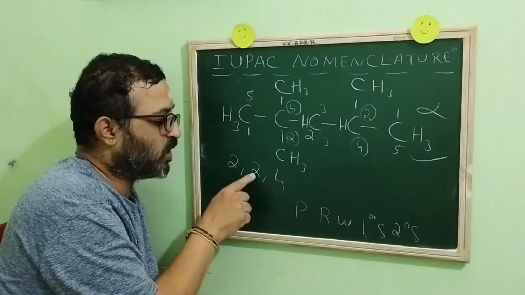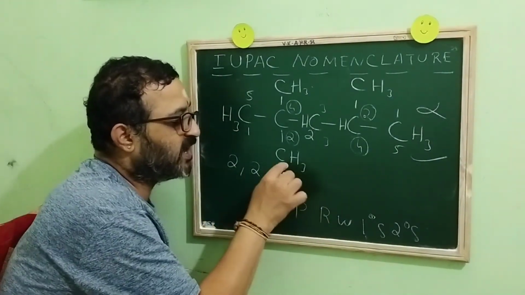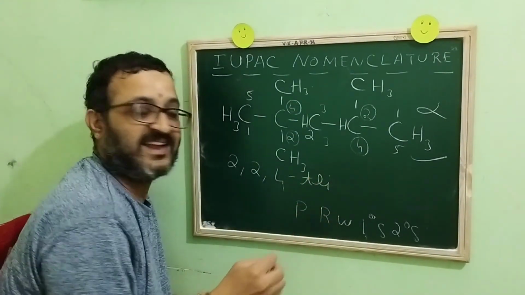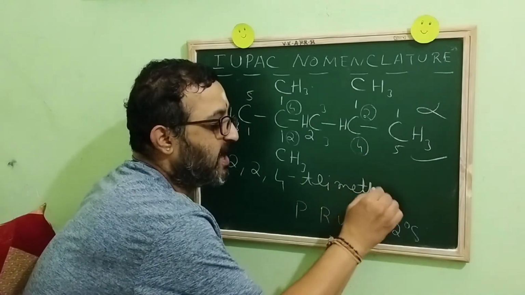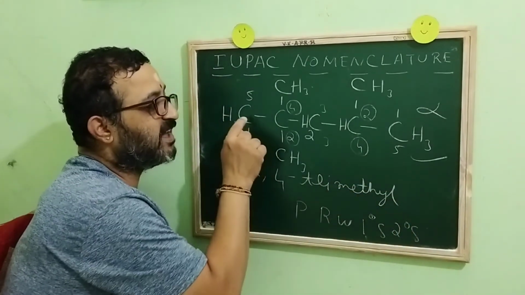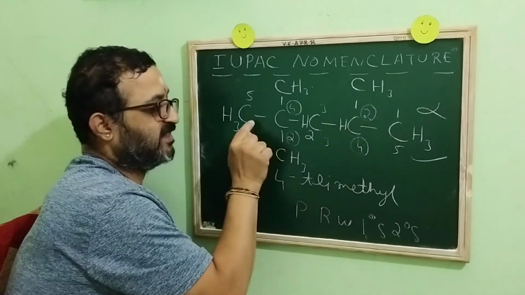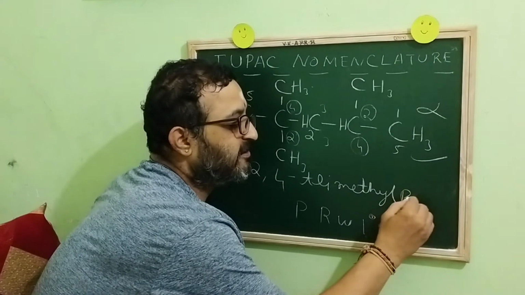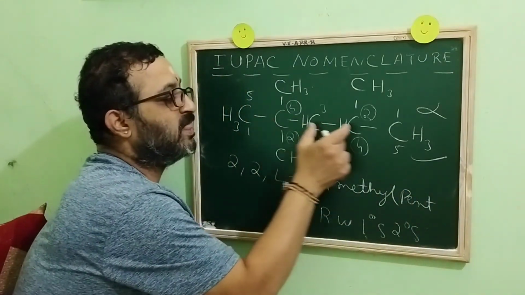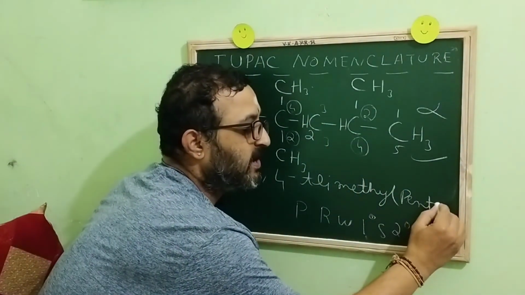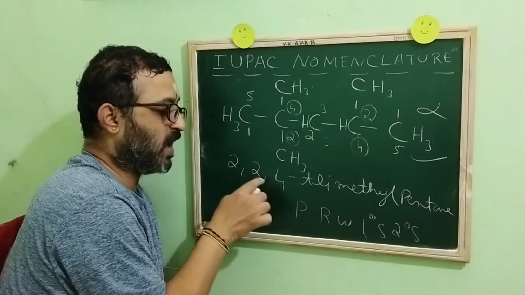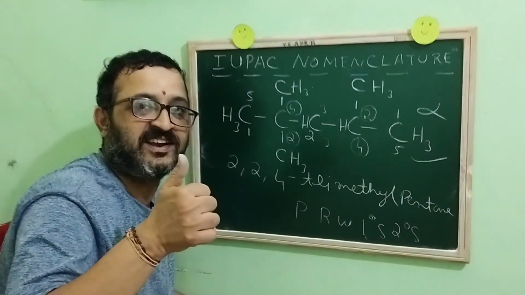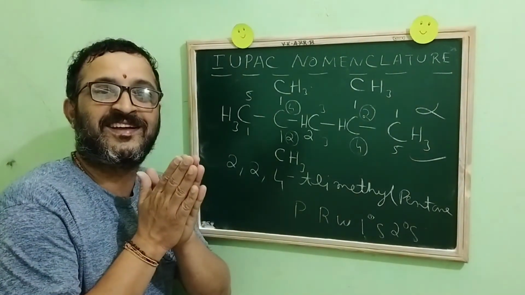That is 2, 2, 4. Altogether, how many methyls? 3. That's why it is tri. Tri what? Methyl. All these things are attached to which parent chain? Sir, this is the parent chain containing 5 carbon atoms. It is pent. Between all the carbon atoms we have a single bond. It is ane. So 2,2,4-trimethylpentane. Is it clear, children?